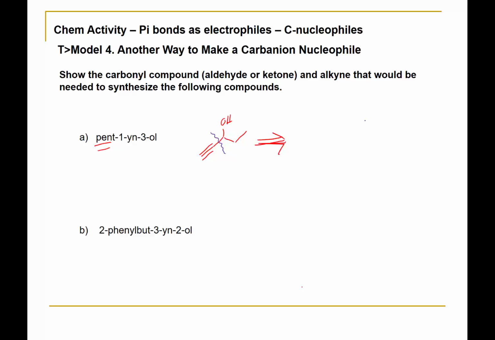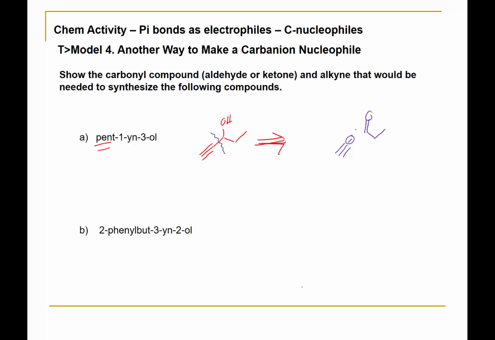So if I now pull it apart, I'll see that on one side, I have a 3-carbon aldehyde. On the other side, I'll have a 2-carbon alkyne. And of course, it would have been a negatively charged alkyne, or the acetylide anion. So combining these two components in a nucleophilic addition reaction would form the desired product.